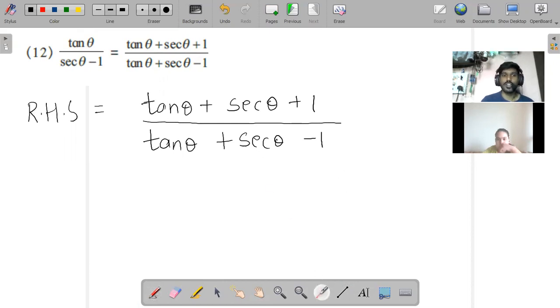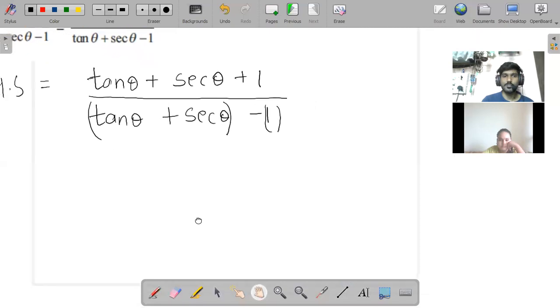Okay, now from this right hand side, we'll do some simplification and try to bring the left hand side, that is tan theta upon sec theta minus 1. Now here, what we'll do is rationalize the denominator. In the denominator, we'll take tan theta plus sec theta as one term, and this 1 as another term.